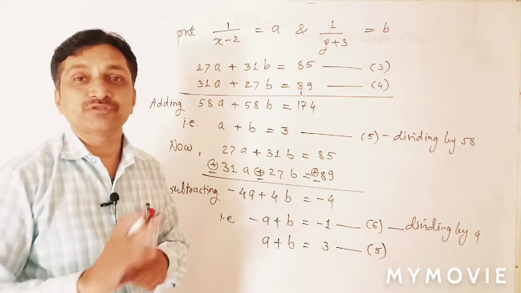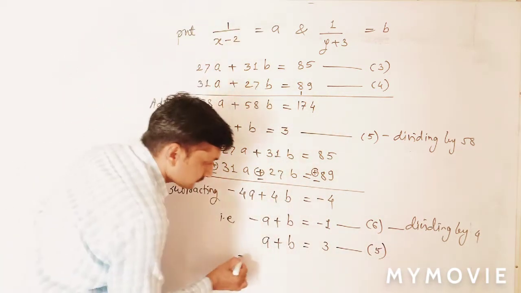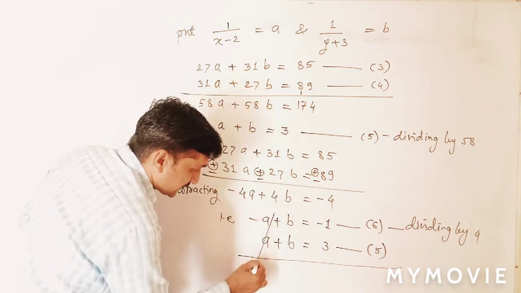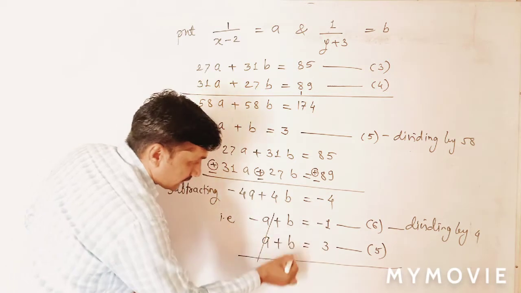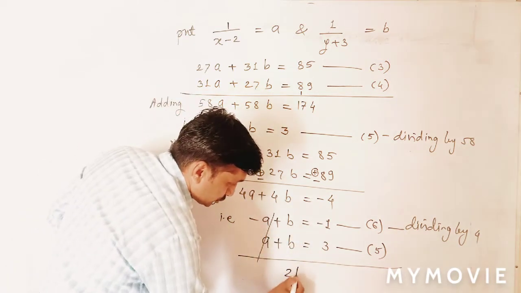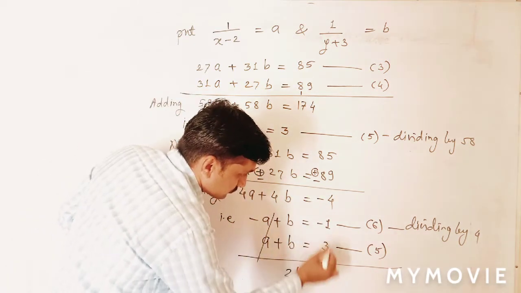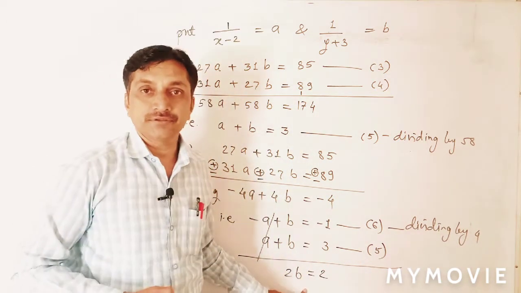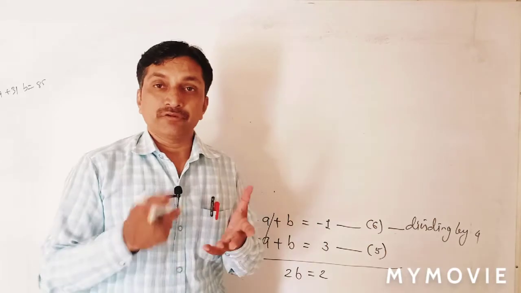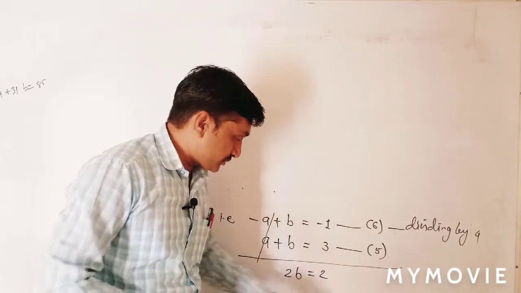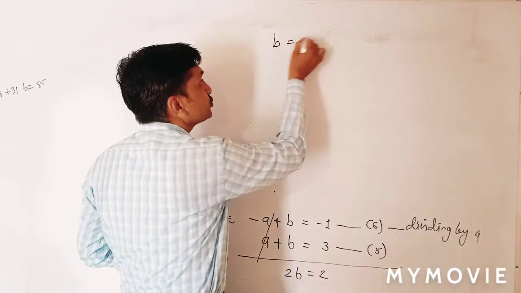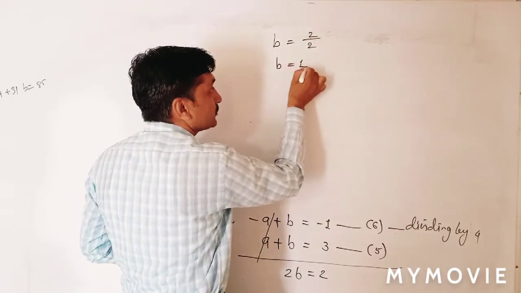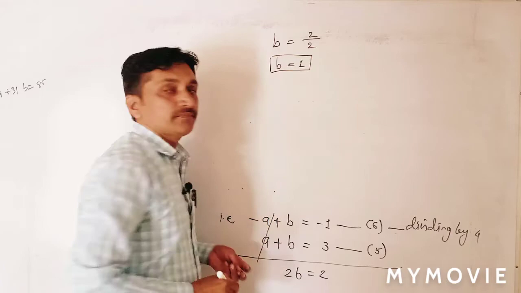Now again 5th and 6th we have to solve. Here only. Now you see, minus a plus a, it will get cancelled. And here addition now. b plus b, 2b is equal to 2. Right? Now here we have to transfer this 2 here. b is equal to 2 upon 2. b is equal to 1. We got the value of b.